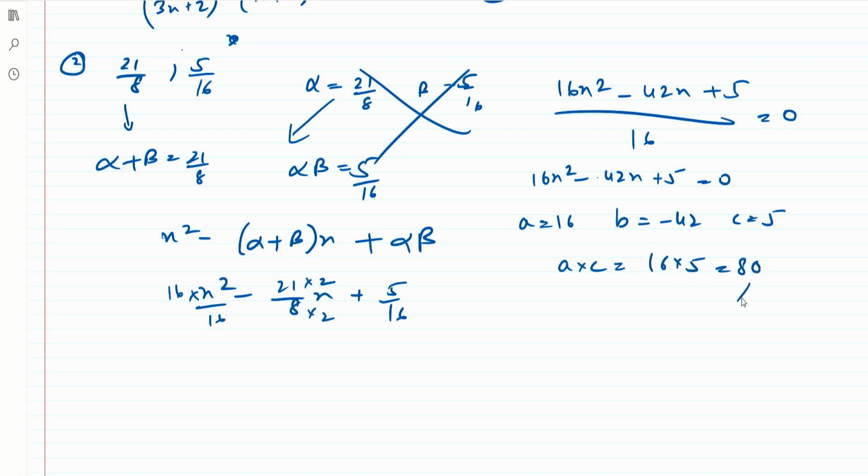Okay, 80 how you are going to split so that you will get 42? 2 into 40 is 80, 2 plus 40 is 42. Perfect. So 16x square minus 2x minus 40x plus 5. Clear? Now see how to take common. What you can take? 16 and 2. 2 is the common factor and x is also the common factor.